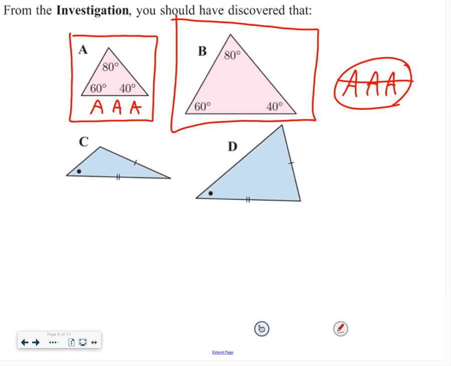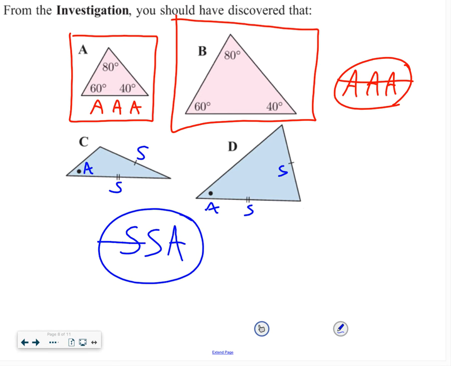Okay? And the second one that we dealt with was side, side, angle, where side-side-angle could produce two different types of triangles. So we're going to say that side-side-angle is also not enough to prove triangles congruent. Again, we know we could write this ASS. We know that's a bad word. Also a bad word to prove triangles congruent.